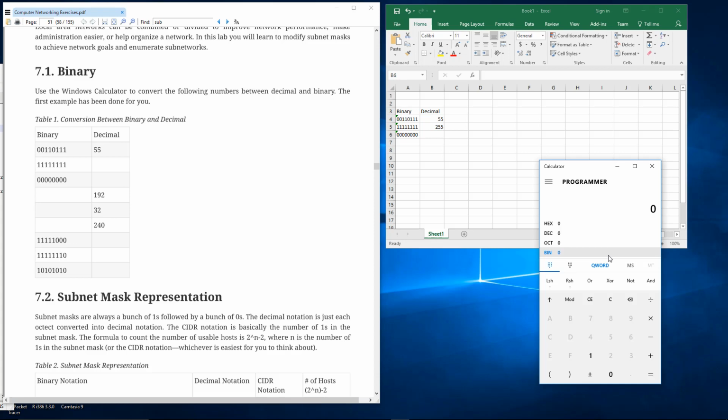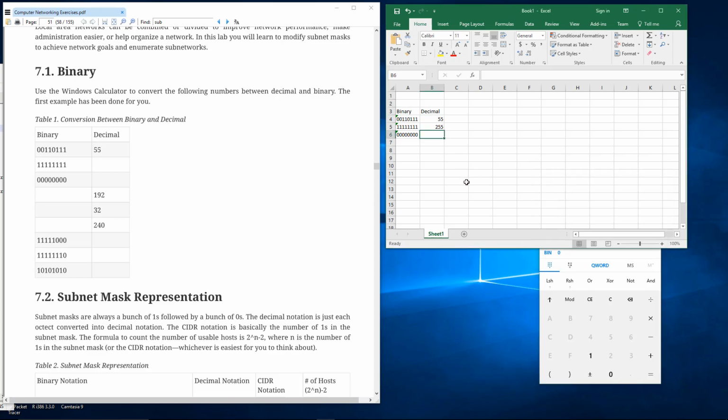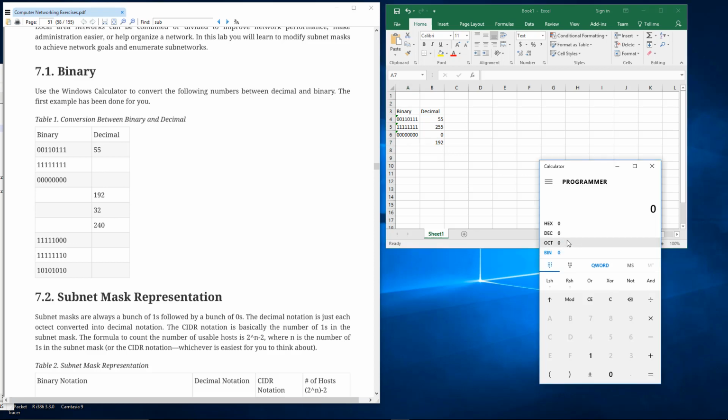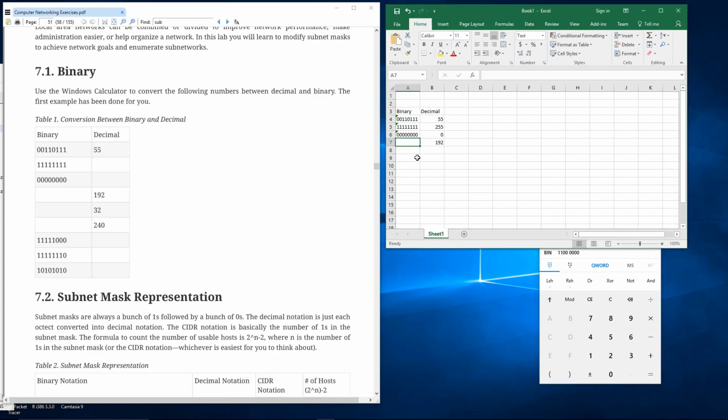I don't even know if we have to type it out, but you just start typing zeros. The calculator doesn't even add any zeros because there are no values there. The decimal equivalent is just 0. Okay, how about the decimal 192? So to convert that to binary, I'm going to click decimal in my calculator, type 192, and here we've got 1 1 followed by 6 zeros. All right, how about 32?